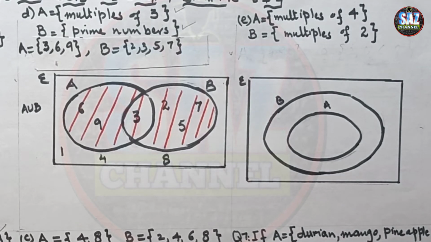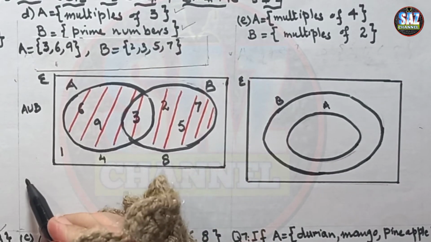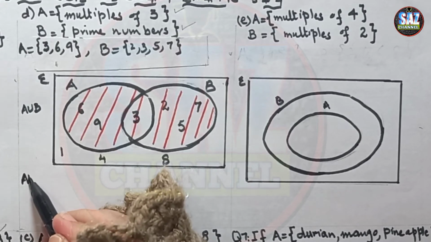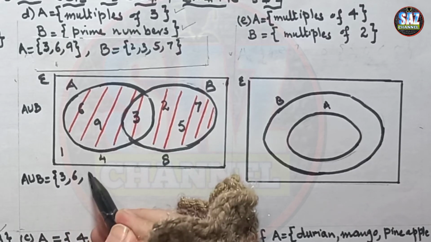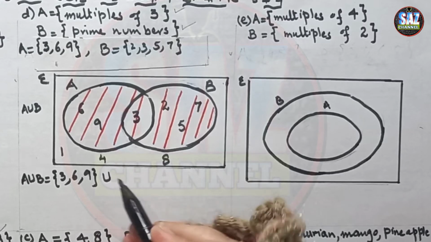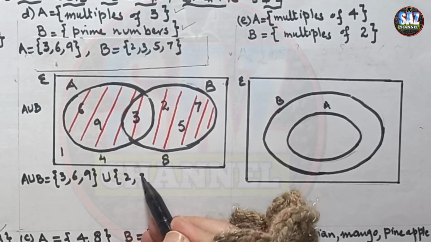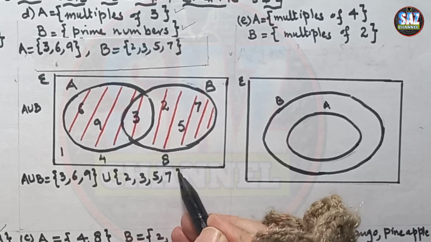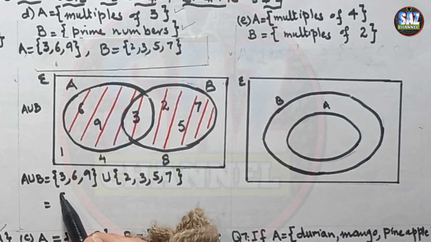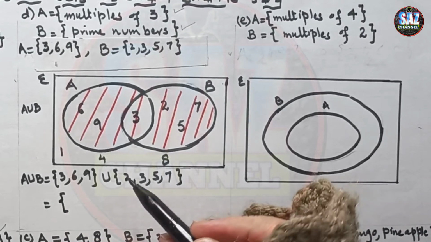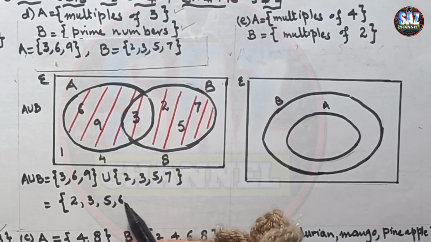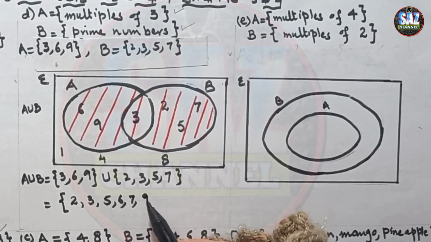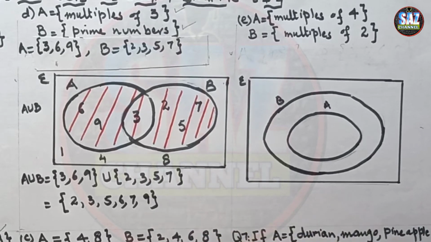And let me move to find the union in set notation as well. So what I have to do, I have to write A union B equals to 3, 6, 9 union. Then I have to place the elements of set B, 2, 3, 5 and 7. Now I have to write the elements in order, starting with the smallest, 2 and then 3, then 5, then 6, 7 and 9. I hope you are clear about this situation. And let's move to the next part of the question.